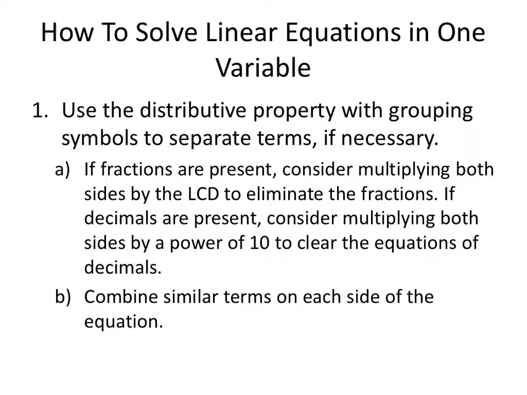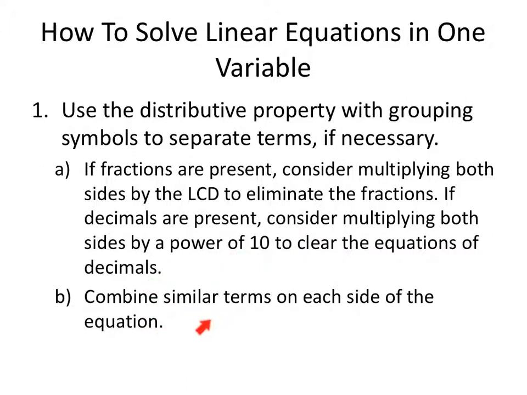Alright, so we did some solving. Here are some how-to steps just to keep everything straight as you're doing your own examples. So we're going to use the distributive property with grouping symbols to separate terms if necessary. If fractions are present, we're going to multiply both sides by the LCD to eliminate fractions. Remember, that's least common denominator. If decimals are present, consider multiplying both sides by a power of 10 to clear the equations of decimals.